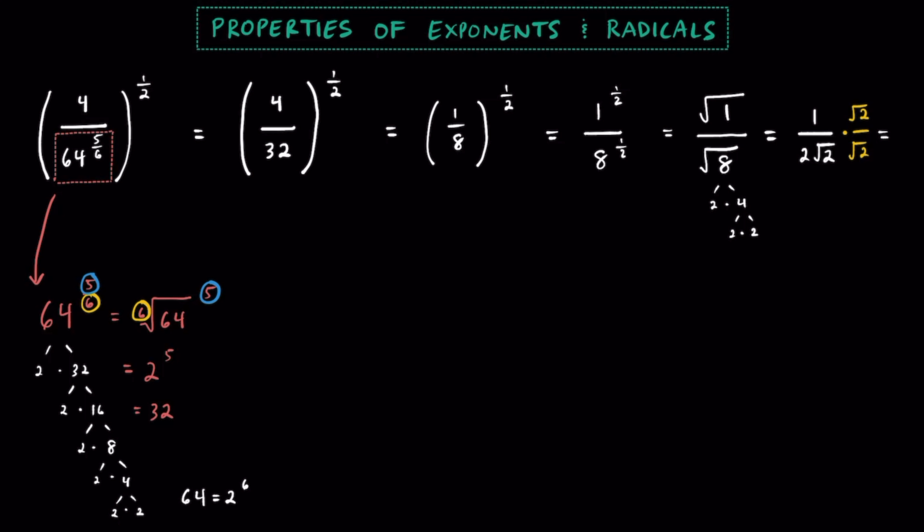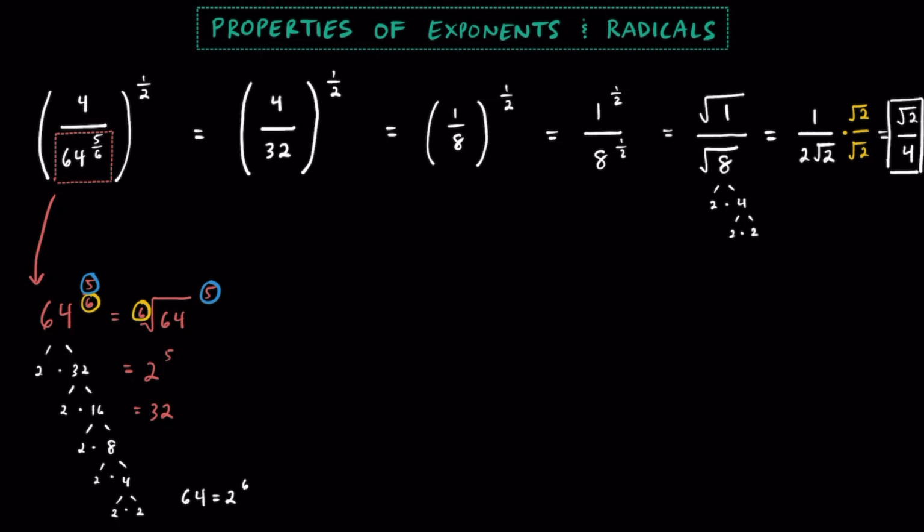And if you do so, we're going to get root 2 on top, and on bottom, we're going to end up with, I think, 4, right? Root 2 times root 2 is just 2, and then 2 times 2 is 4. And so this right here would be our most simplified expression here, okay?